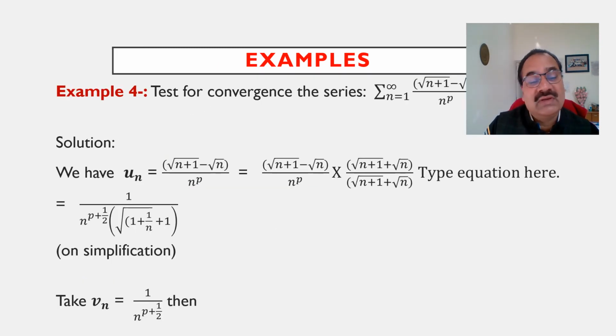Okay. Now this is a little different series. Test for convergence of the series n equal to 1 to infinity of under root n plus 1 minus under root n, divided by n power p. So this is a kind of p-series also. In such a series, if there is any power, how will you do it? So the solution: un you can write like this. Then again you apply rationalization. You can simplify, and after simplification you will get 1 by n power p times 1 by under root 1 plus 1 by n plus 1. On simplification, of course, here Vn is 1 divided by n power p plus half.